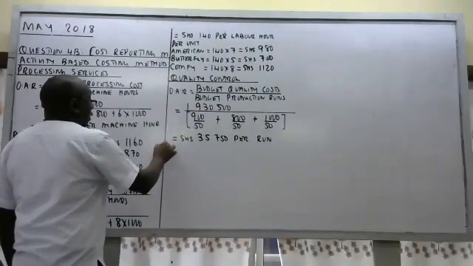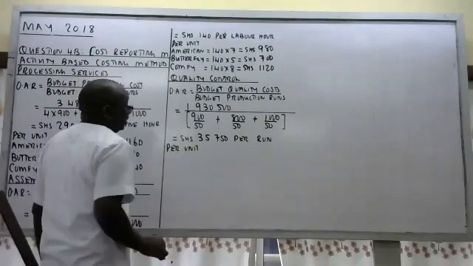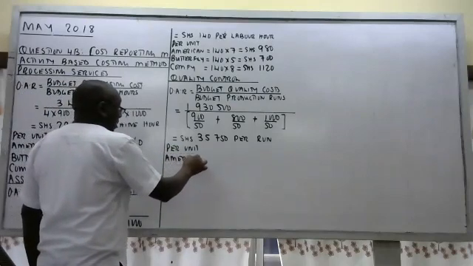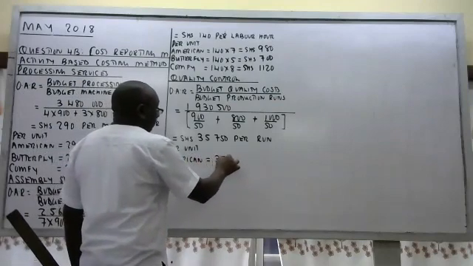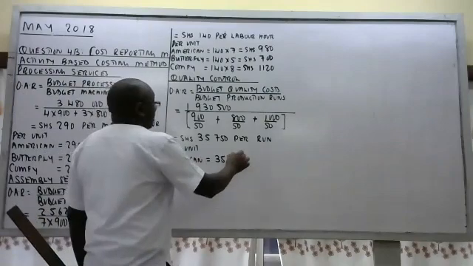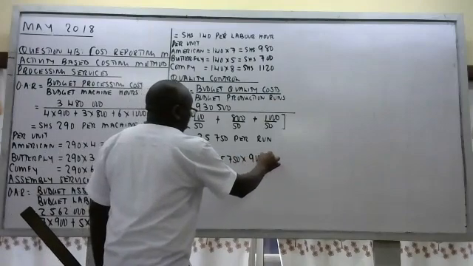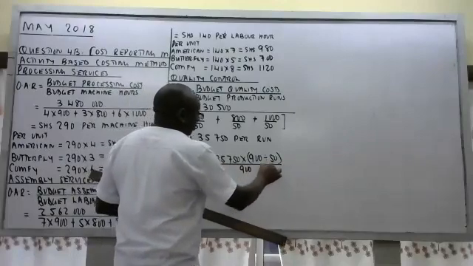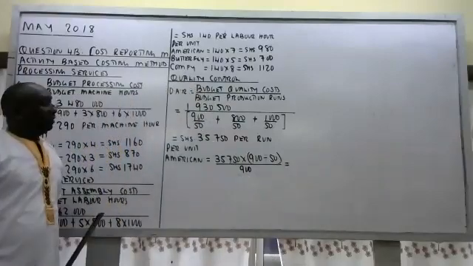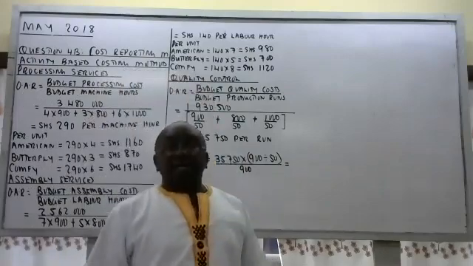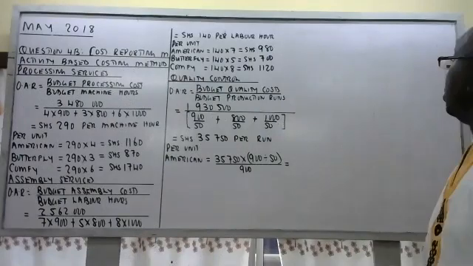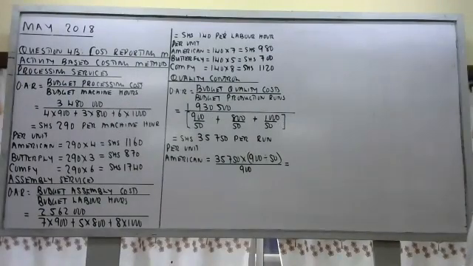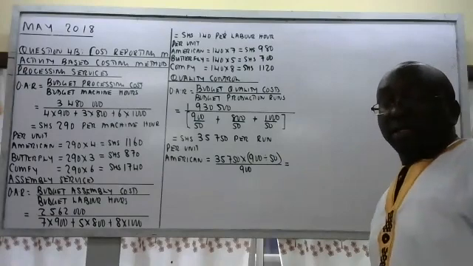So, if you want to convert it to per unit, when you come to American, you will take these 35,750, multiply by the number of runs, which are 900 divided by 50. Then all this you divide by 900 units, so that you're able to know how much per unit is.